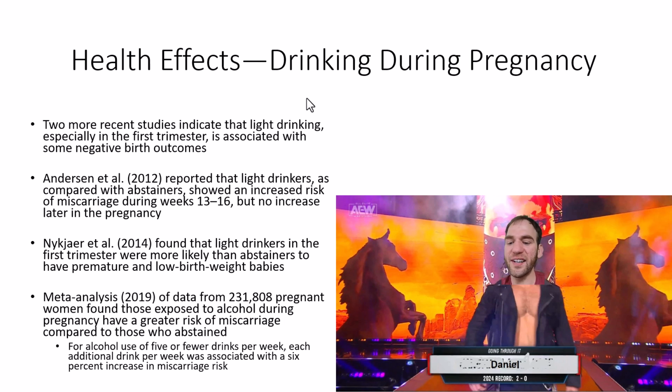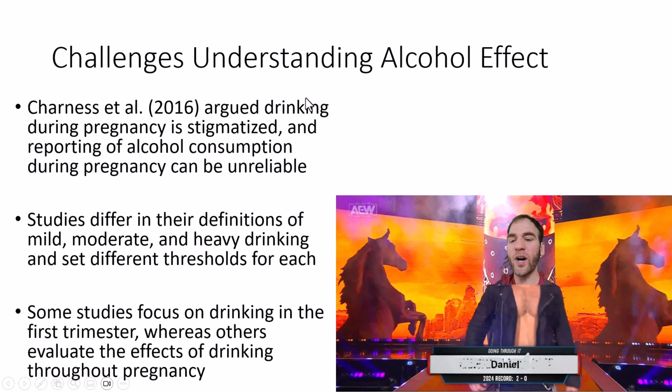Then we see the Andersen study, which found an increased risk of miscarriage in the second trimester, weeks 13 through 16, among light drinkers. And then the meta-analysis basically found that the more you drink during pregnancy, the greater your risk of miscarriage. So the question is, why do we have contradictory findings?